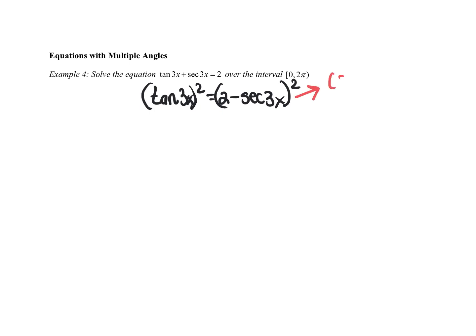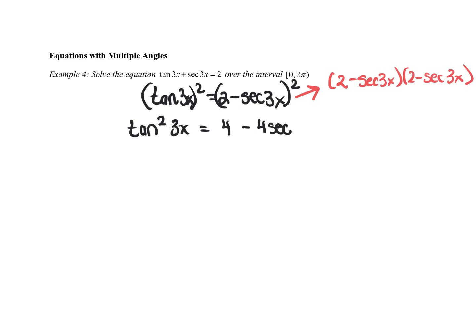This side is the same thing as 2 minus secant 3x times 2 minus secant 3x. So if you need to FOIL it out, by all means, please go for it. This side becomes tangent squared 3x equals 4 minus 4 secant 3x plus secant squared 3x.